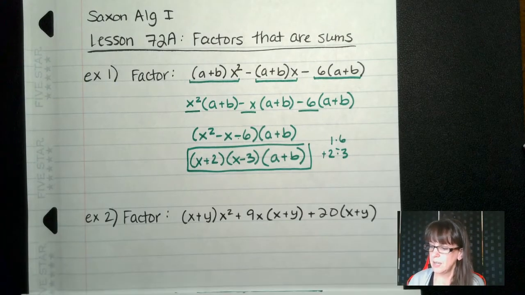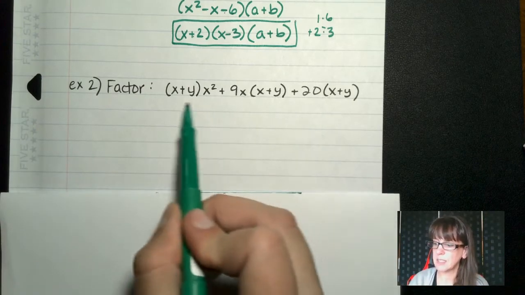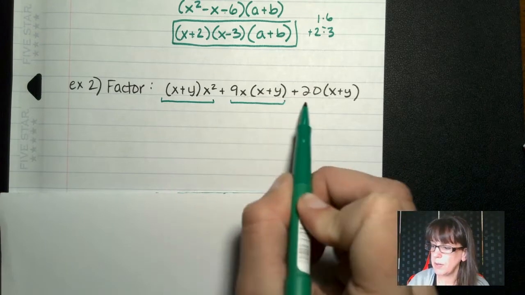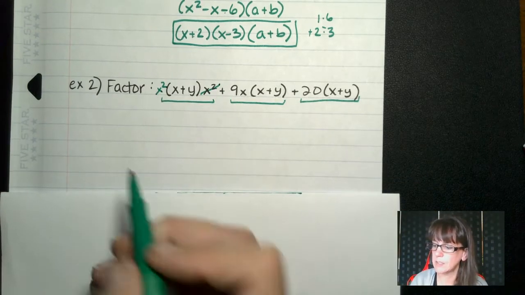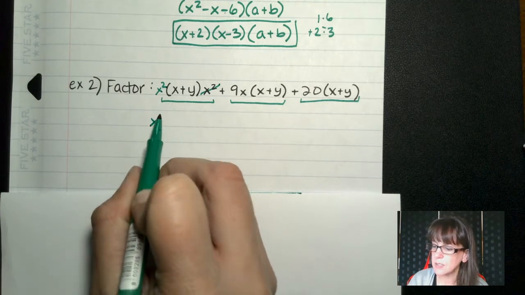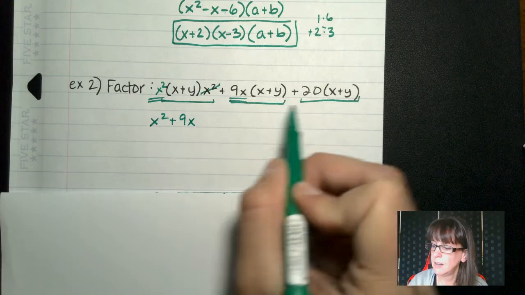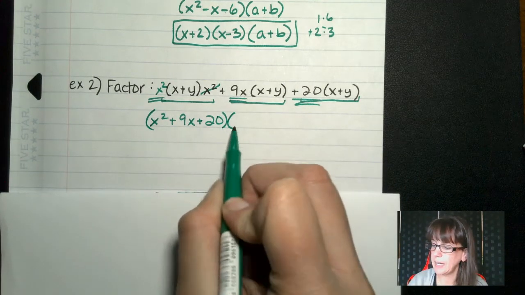All right, so factor this one right here. Again, you can see it's a little bit out of order because we've got these 3 chunks. So all we have to do for this one is move this x squared to the front. Now what we have is x squared, plus 9x plus 20, all of that multiplied by x plus y.